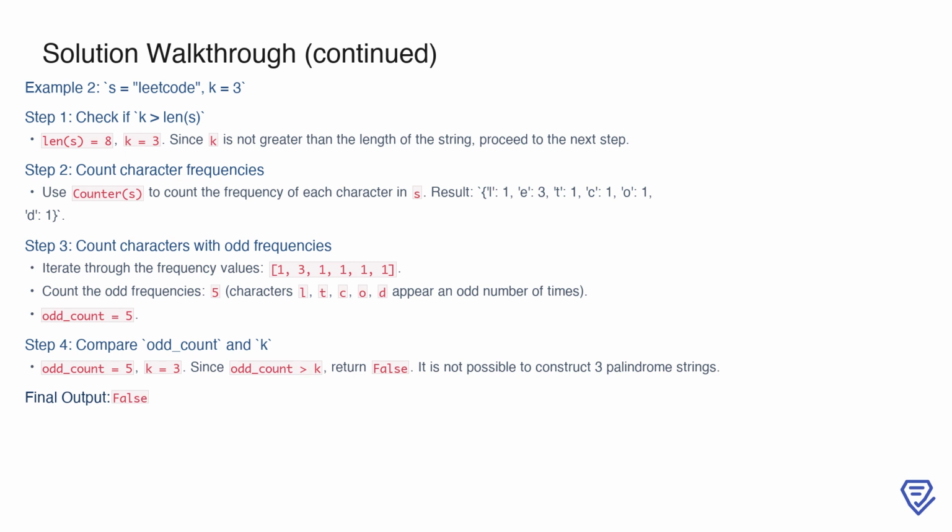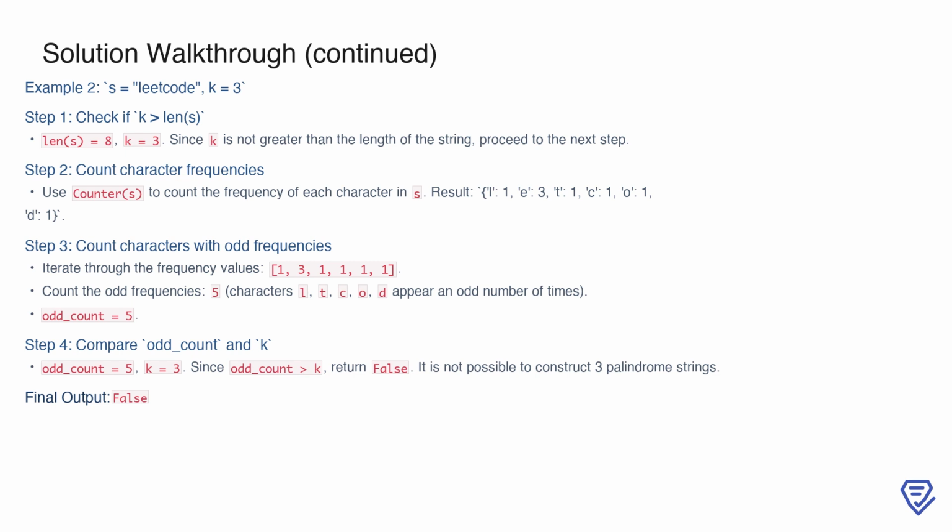Using the counter function, we calculate the frequency of each character in s, which gives us L1, E3, T1, C1, O1, D1. Next, we count the characters that have odd frequencies. In this case, the characters L, T, C, O, and D all appear an odd number of times, resulting in an odd_count of 5.